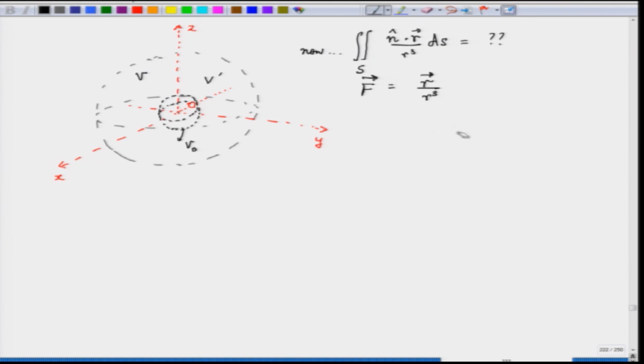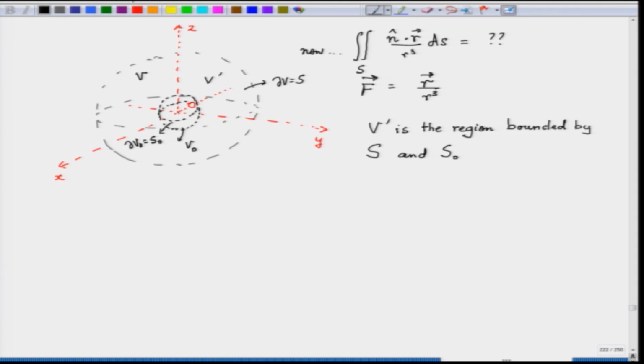So, V dash is the region bounded by S, and I will call the boundary of this sphere S naught. S naught is del V naught, and S is del V. This idea is linked to gravitational potential. We are doing physics, actually mathematical physics. So, what I have is a region bounded by S and S naught.